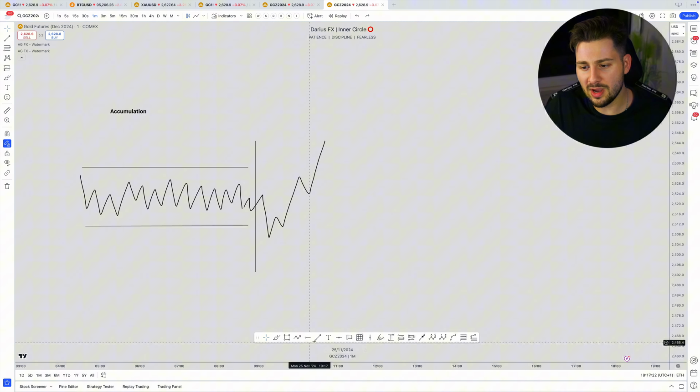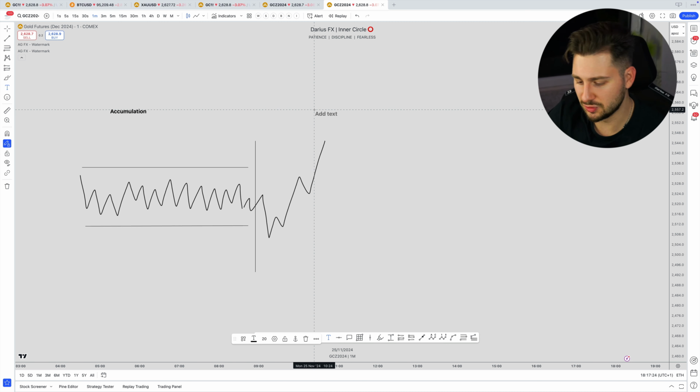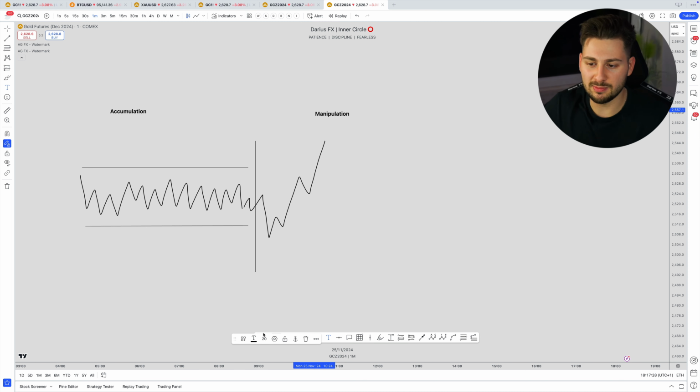So now that we are in the manipulation, what is price doing? Well, basically it's running the highs and the lows. But, and that is super important, it's not going to do that every single time. It's not going to run the high first and then the low, or the low first and then the high, every single day. No, it can look in multiple variations. This is why you have to backtest this tool a lot.